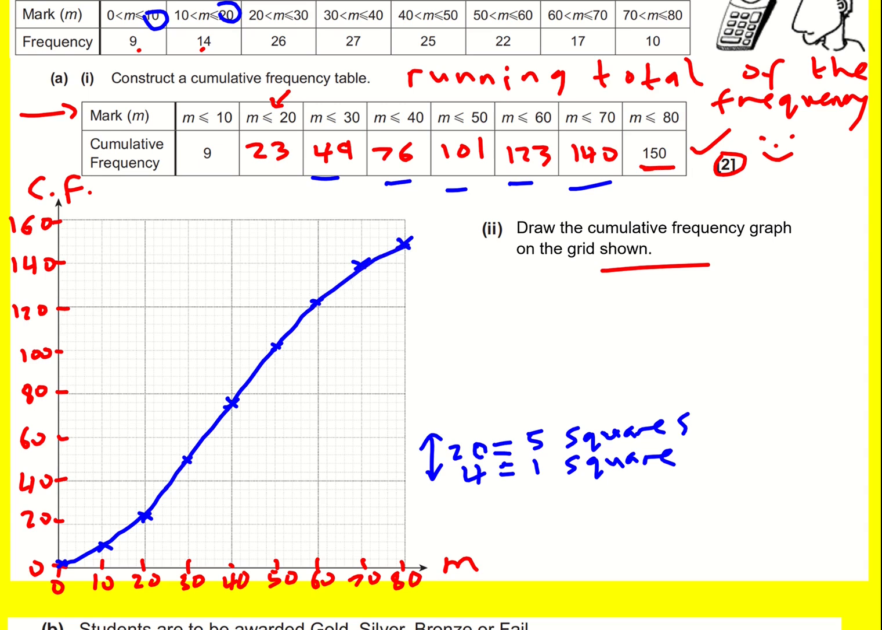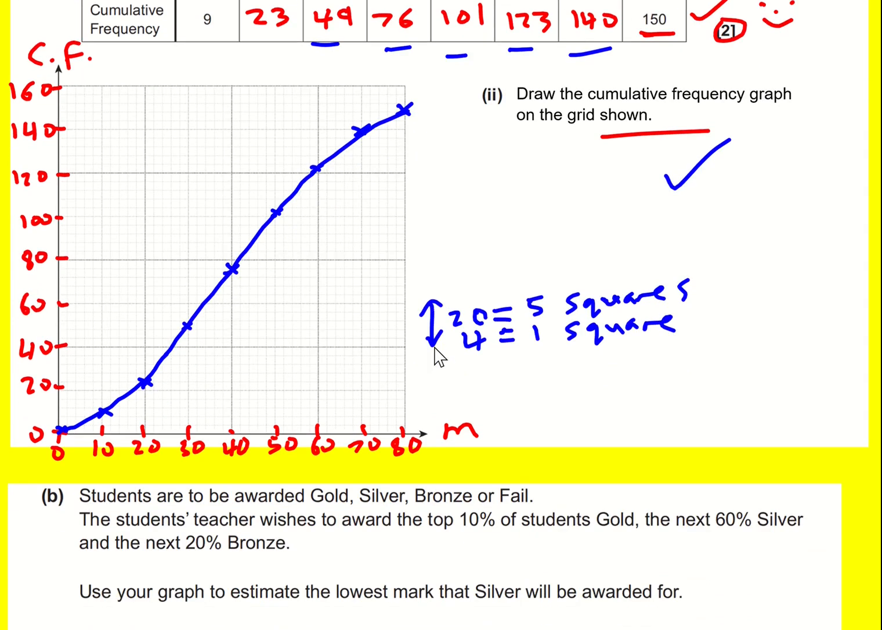I just have to concentrate there. It's got to go through every point, but there we go. That's our cumulative frequency graph drawn. Okay, we need to use it now.